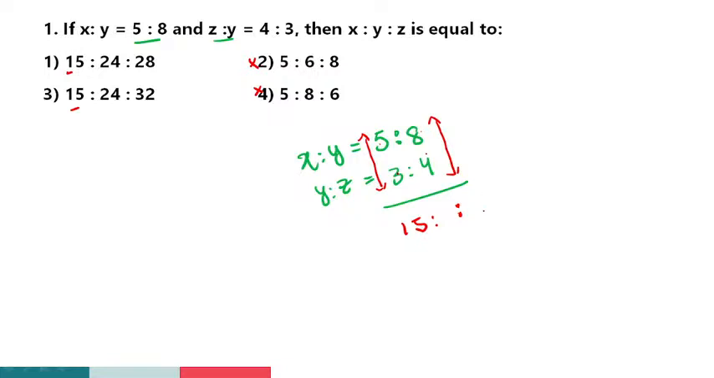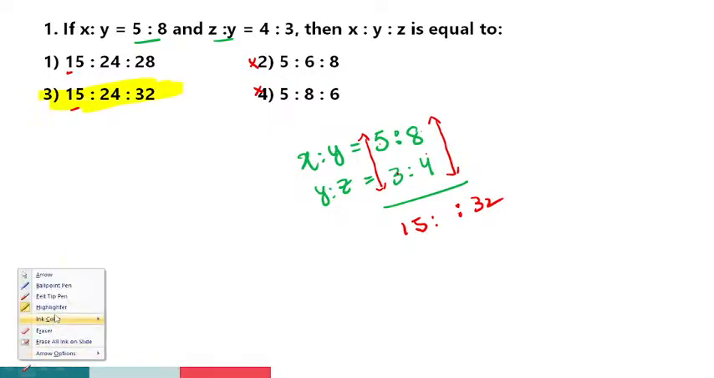Okay, 4 8s are 32. And which option is the right answer guys? Option 3 is the right answer.